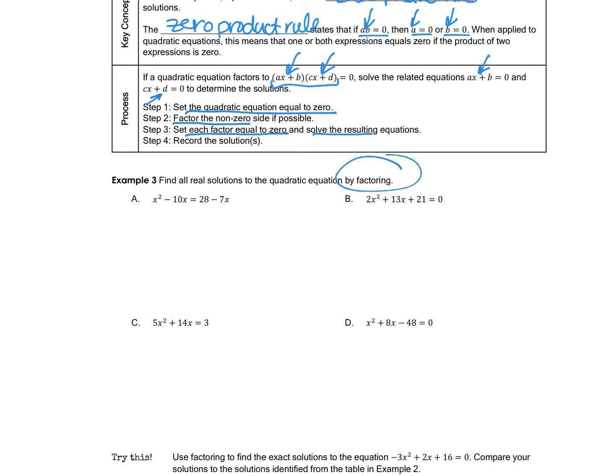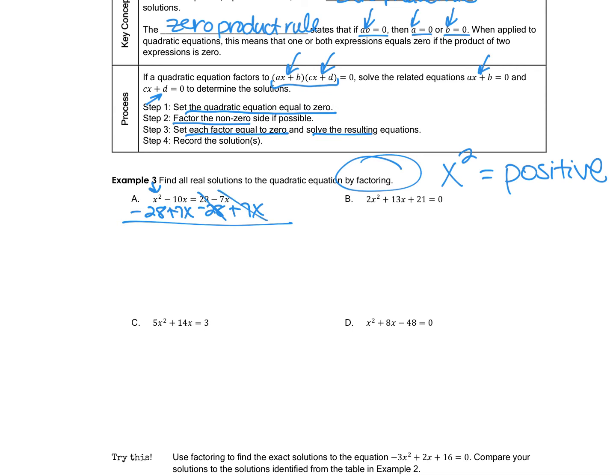So first step is to set it equal to 0. Now, if you're using factoring, there is a certain side. You always want your x squared term to be positive. So if it's not positive, you want to move it away from that side. So always check your x squared. Notice my x squared is positive, so I don't want to move that. I want to move everything else. So I'm going to subtract 28 and add 7x to both sides.